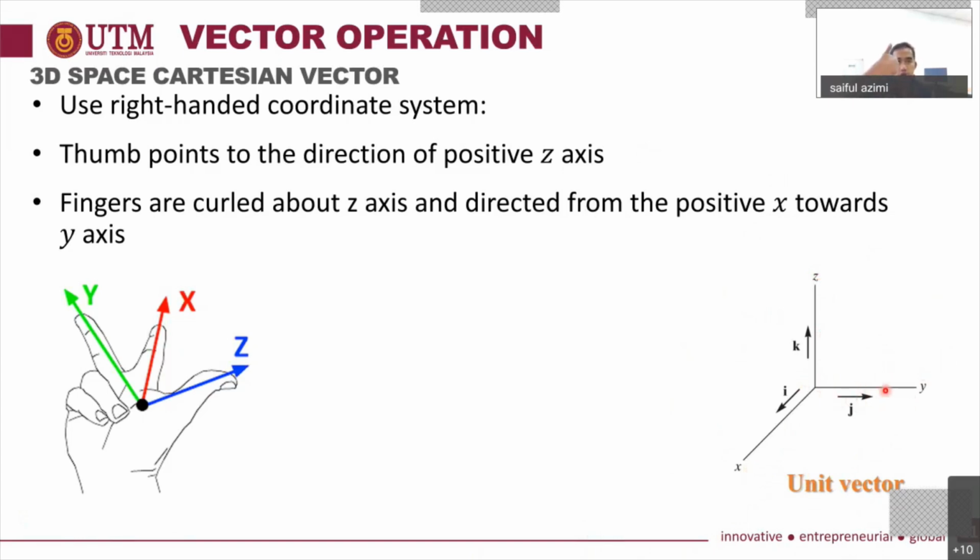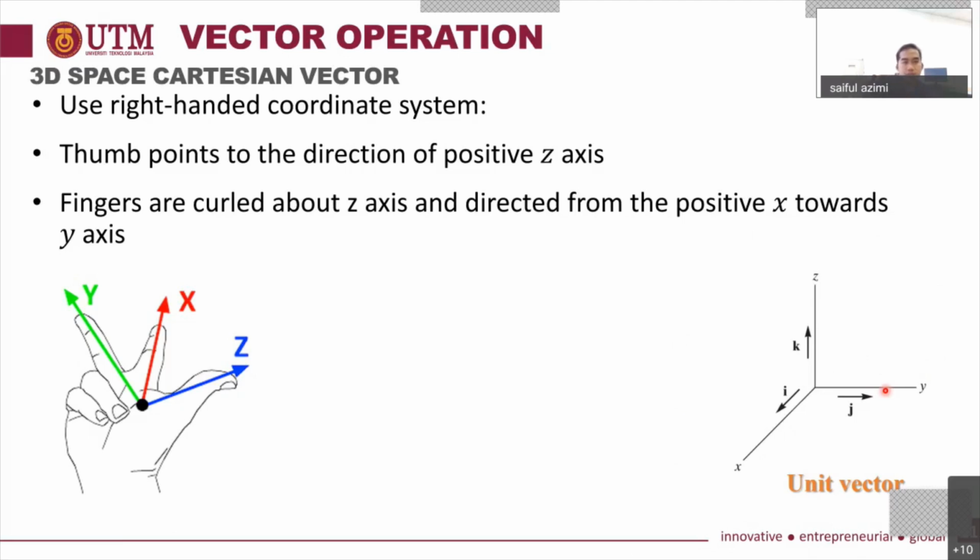So your thumb points upwards, your index finger (jari telunjuk) points towards you, and your middle finger goes toward your right. So this is how the right-handed coordinate system works. All right. So this is one of the ways that you can represent your 3D space.